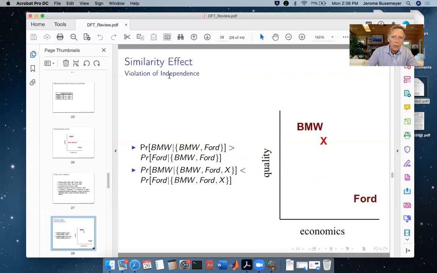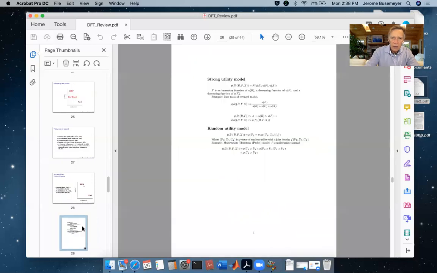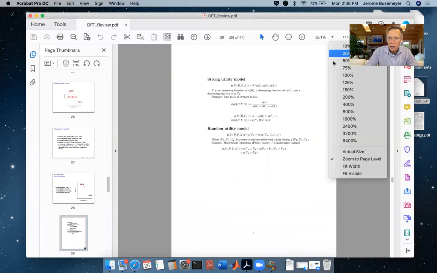Now that violation of independence is an important property. Sometimes it's called the independence of irrelevant alternatives. Your preference ordering for Ford and BMW shouldn't be changed by introducing another independent alternative that's common between the two sets. But anyway, this reversal of the choice probability between binary and triadic violates a lot of important models. So let's take a look at this slide here. Blow it up a little bit.